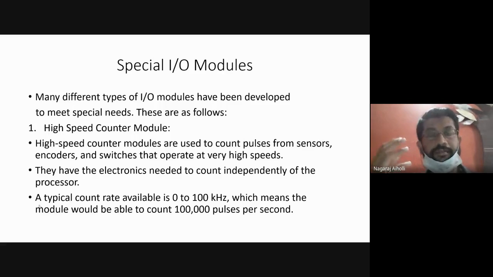Like this, there are many openings on that disk. Based on the number of openings and based on the light, the light intensity is measured at the other end. That is the application. Based on the number of light pulses we are getting at the other end, we are able to measure the intensity of the light, or the speed of rotation of that disk. These are a few of the applications where such counter modules are made use of.